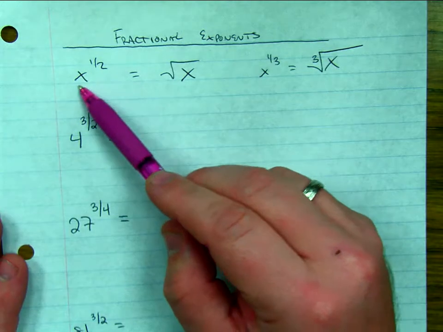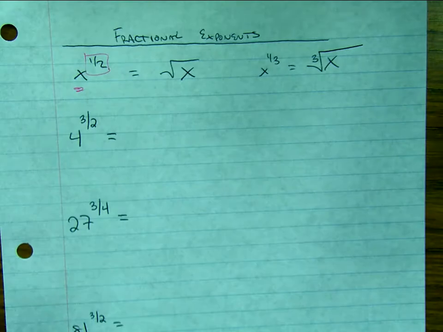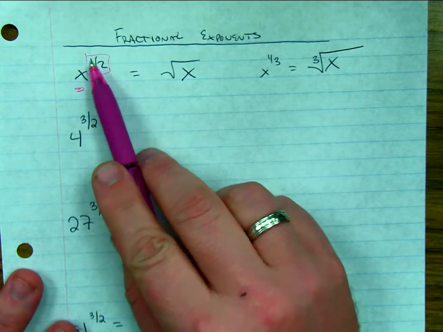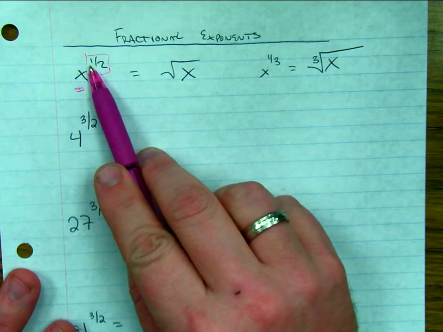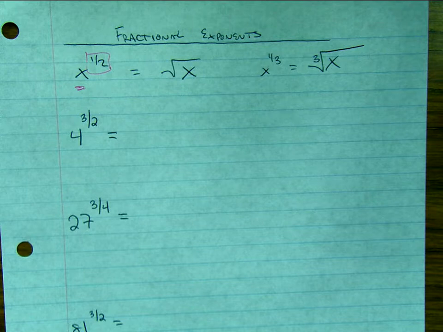When you make a base to a power, and that power is fractional, the top number is the power just like normal, but the bottom number is the root. The bottom number is the root. Alright?